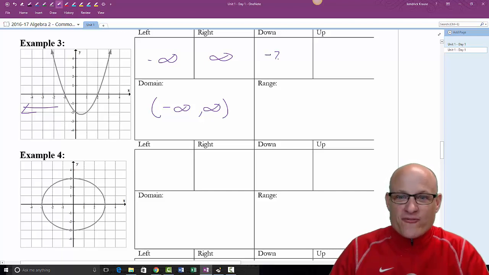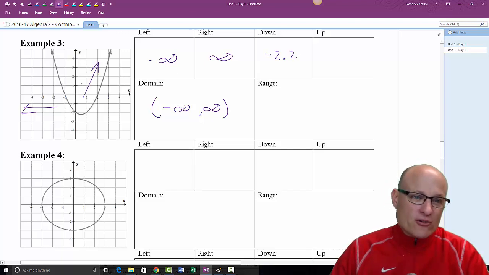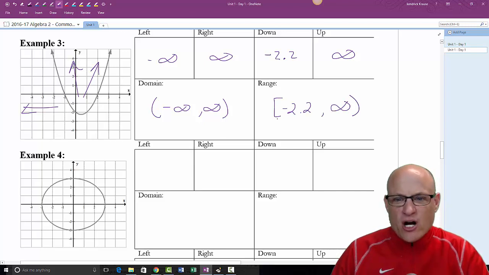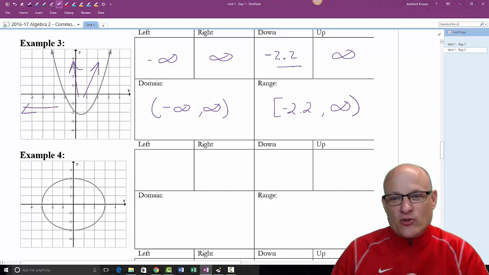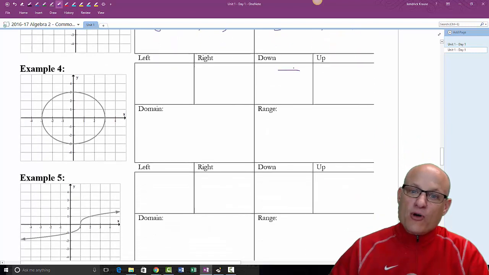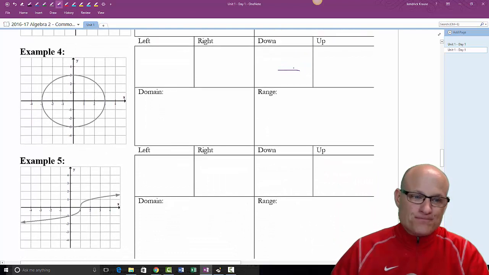So the lowest, furthest down we go to is like negative 2.2, but it's going forever and ever up, so that would be positive infinity. So from negative 2.2 comma infinity. You could argue this is a parenthesis because you're not really sure if it's rational or not. But if we're going to say the lowest value is 2.2, for this particular problem, we'll assume it's rational.